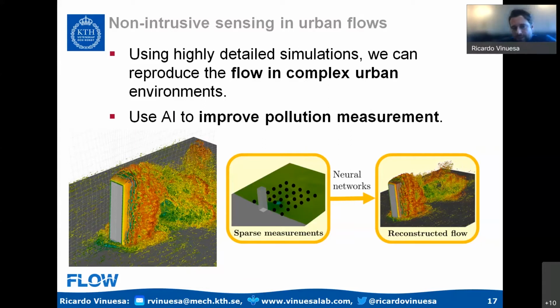What is that? Well, let's imagine that I have this obstacle, this building, and these structures that you can see around, as the flow that I can simulate with high-performance computing with very high accuracy. And I can use a number of sparse measurements, these black dots. So from those sparse measurements, I can reconstruct the three-dimensional flow that is surrounding this building. And together with the flow, I can obtain, of course, the temperature and the pollution levels in that.